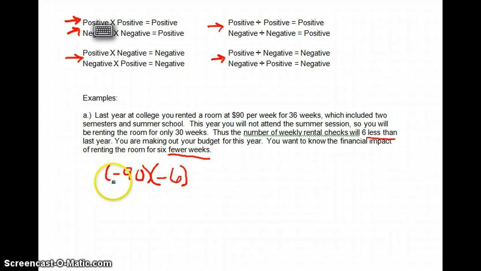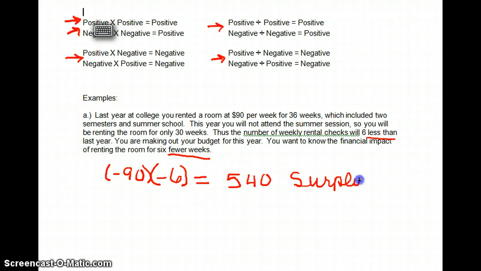So now we're going to have a negative times a negative, which will yield what type of result? A positive. So now you just need to multiply 90 by 6, and you should see that you will end up with a $540 surplus of money by not doing the summer session.